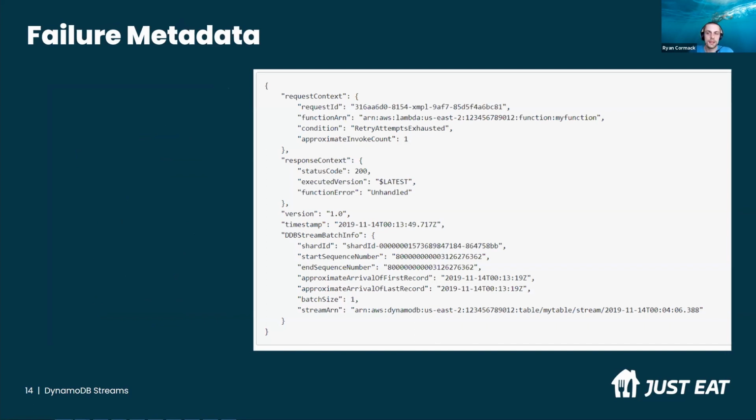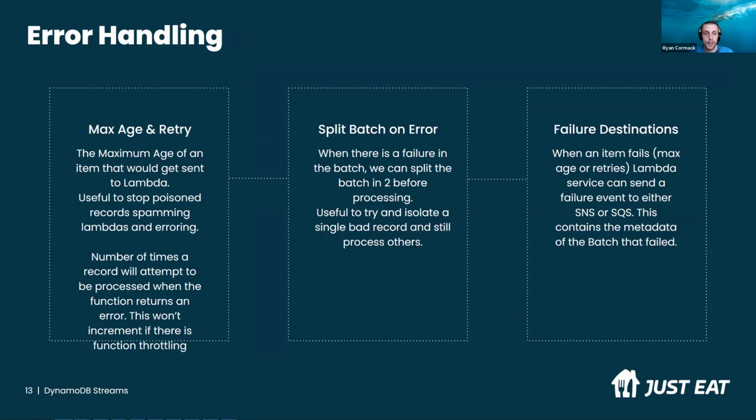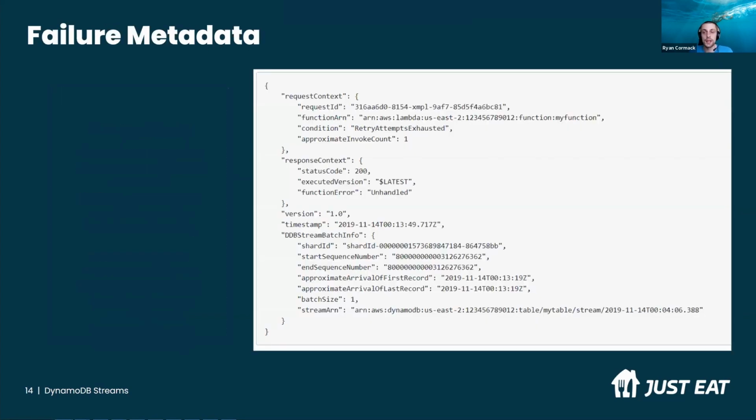So the metadata that Amazon would actually put onto one of these error failure destinations is this failure metadata here, and it contains a couple of useful things that you can use to try and correlate some of these errors across your system if you need to, or to try and understand what might have gone wrong with it. So we can see, first of all, that they tell you the condition, the reason that Amazon has failed this record, and we can see retry attempts exhausted, and we've got an approximate invoke count here.